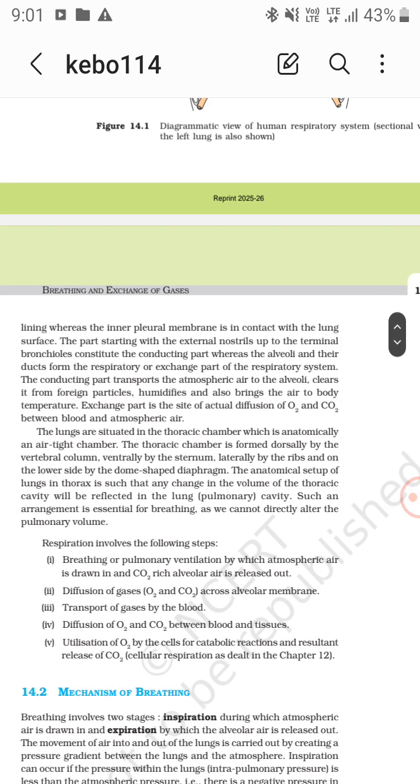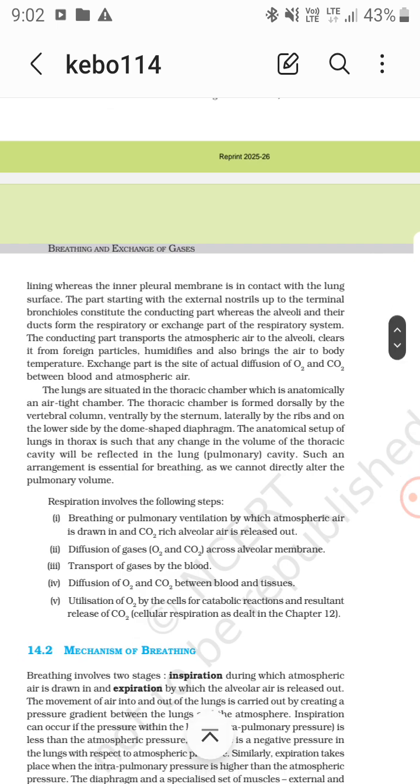The conducting part, whereas the alveoli and their ducts form the respiratory or exchange part of the respiratory system. The conducting parts transport the atmospheric air to the alveoli, clear it from foreign particles, humidify it and also bring the air to body temperature. So the exchange part is the site of actual diffusion of O2 and CO2 between blood and atmospheric air.